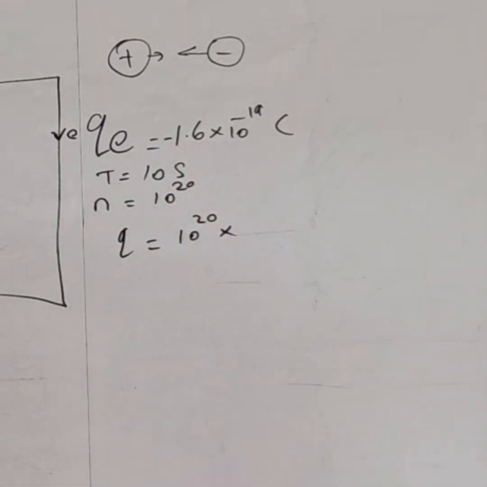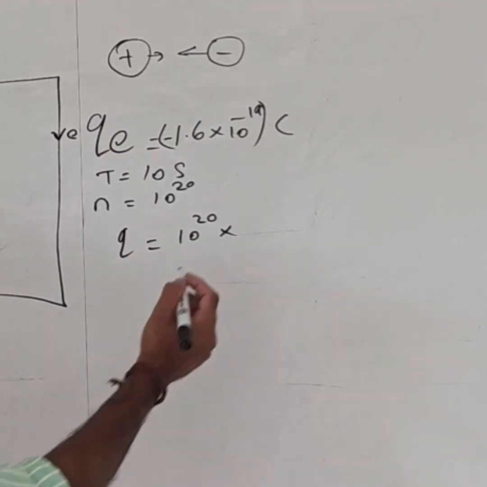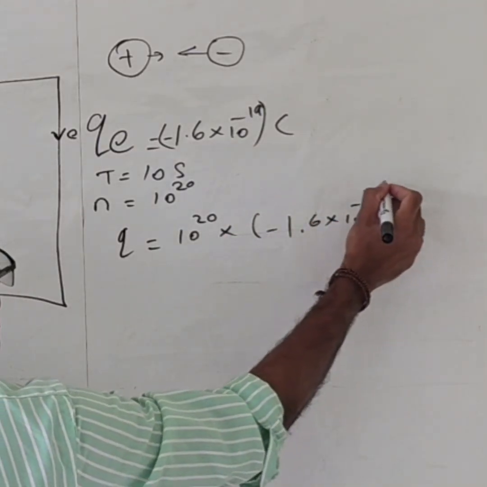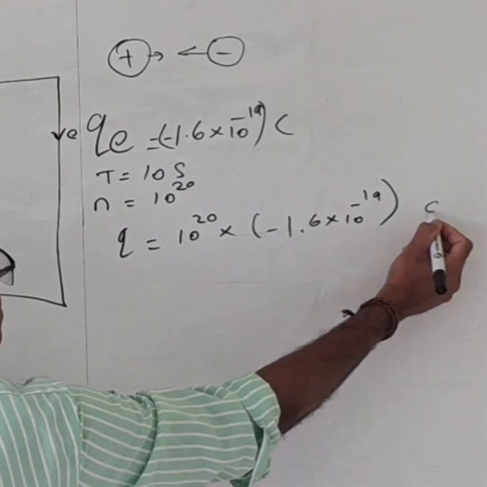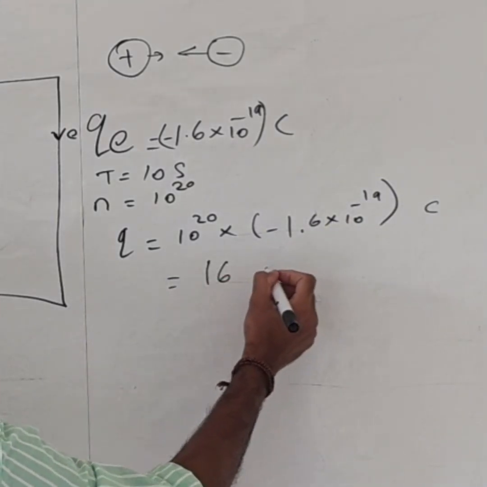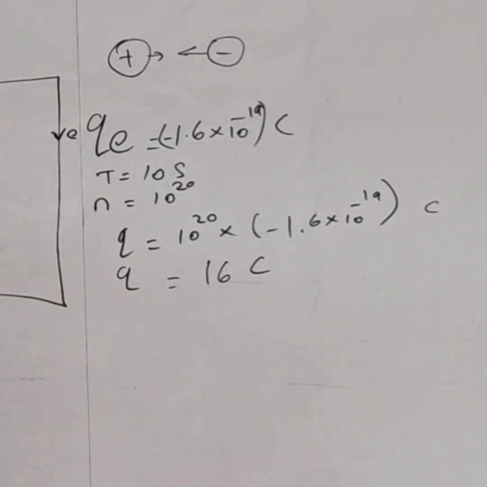Actually it is a minus because electrons have a negative charge. So it is minus 1.6 into 10 to the power minus 19 coulomb. So you will get minus 16 coulomb as the total charge moved in that 10-second period.